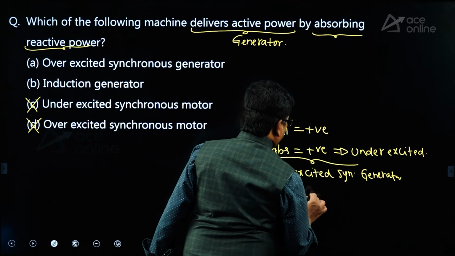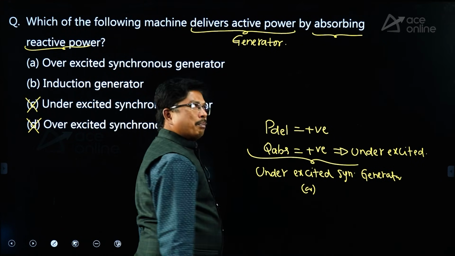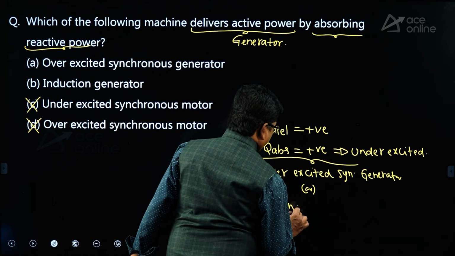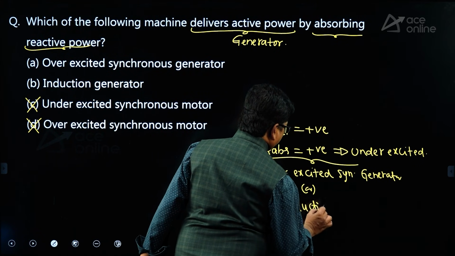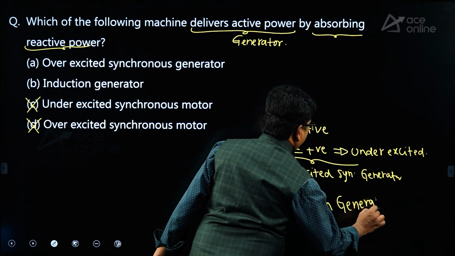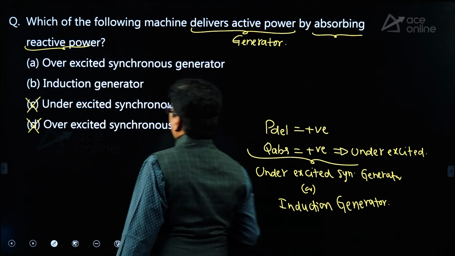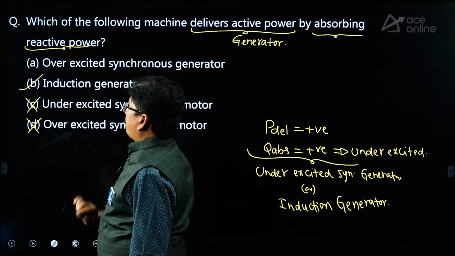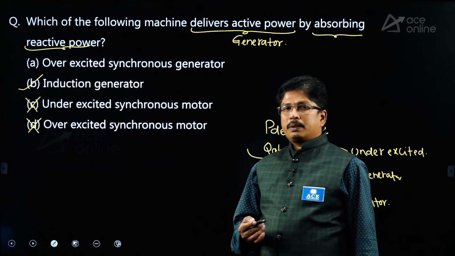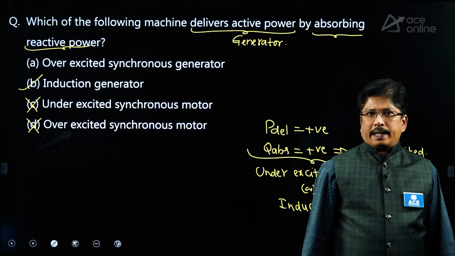Or the induction generator also will absorb the reactive power while delivering the active power. So, the answer will be induction generator. So, the perfect answer is option B. It is not overexcited synchronous generator. Overexcited machines will deliver the reactive power, right?